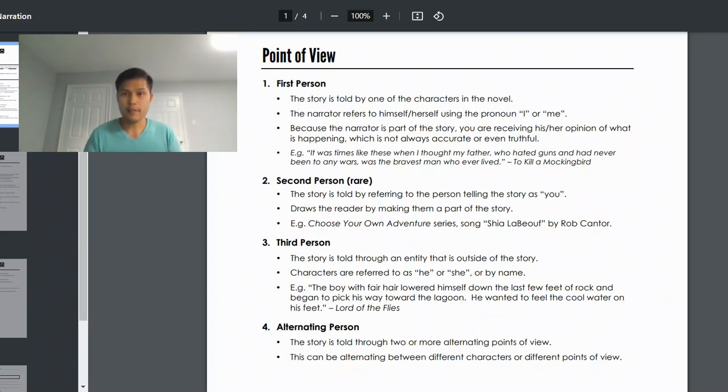So there's an example there from To Kill a Mockingbird. It was times like this when I thought my father, who hated guns, had never been to any wars, was the bravest man who had ever lived.